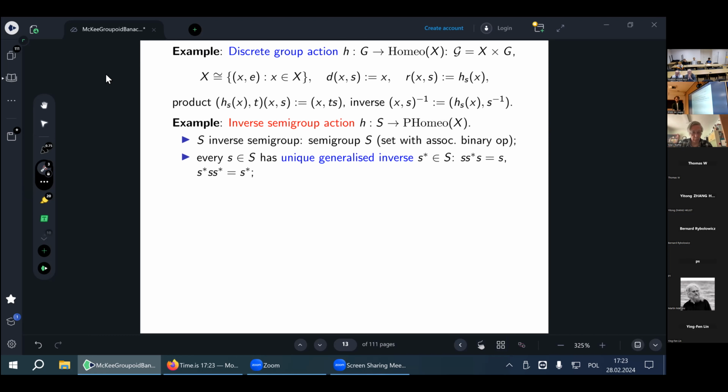S is an inverse semigroup. That means it's a semigroup, a set with an associative operation. And the inverse comes in because every element s in S has this unique generalized inverse s star. So the generalized inverse condition is these two things: s s star s is s, and the other one, s star s s star is s star.